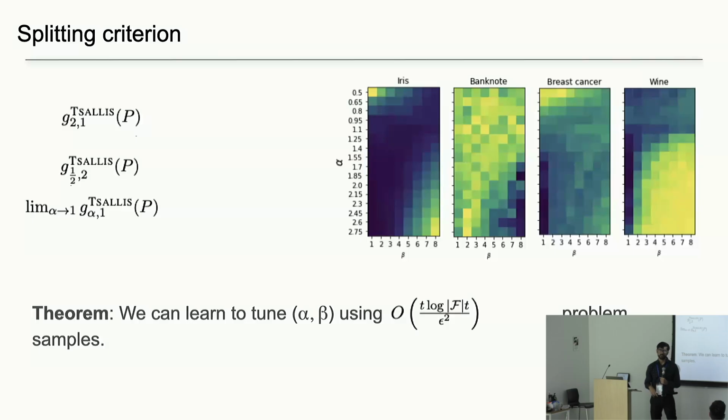Again, we can almost directly apply the tools that we've been developing in this context. You can give guarantees on how much data you need to provably tune these, in terms of the size of the function class, the depth of the tree, and so on. This is the bound on the number of problem samples you need in order to tune alpha and beta. So you get sample complexity bounds using everything we've been talking about.